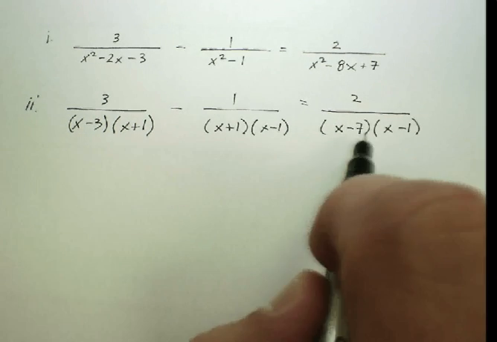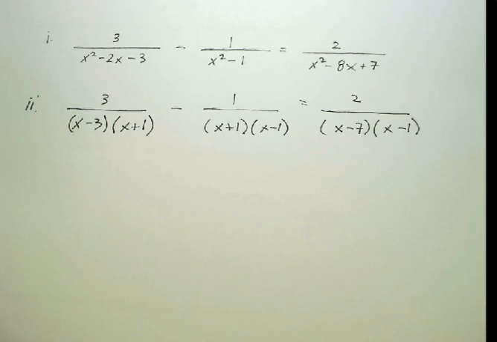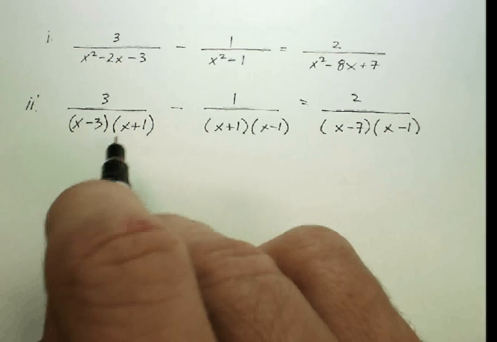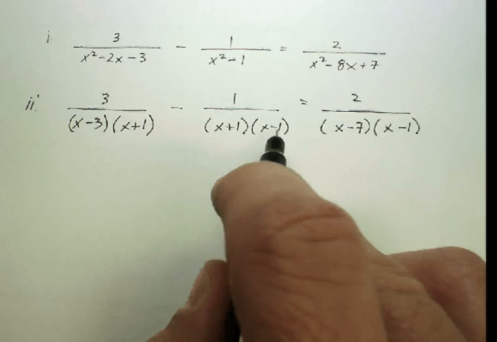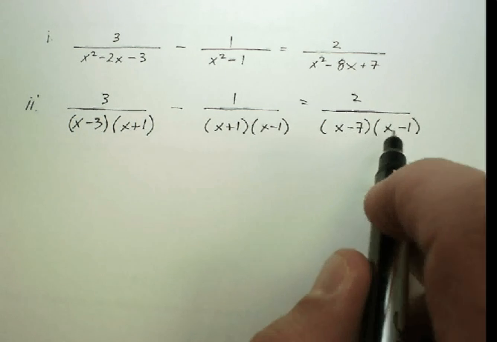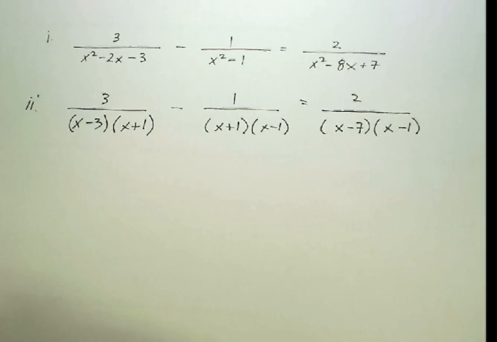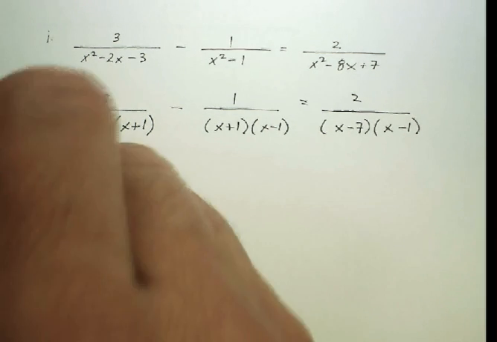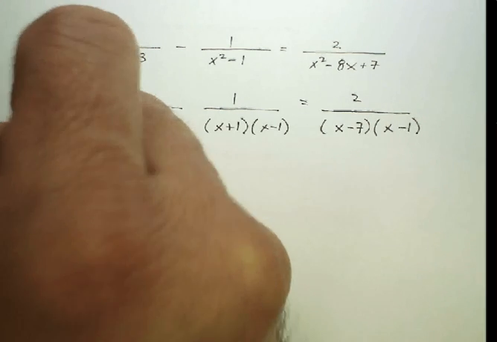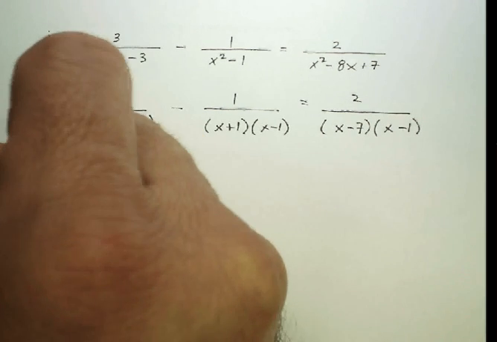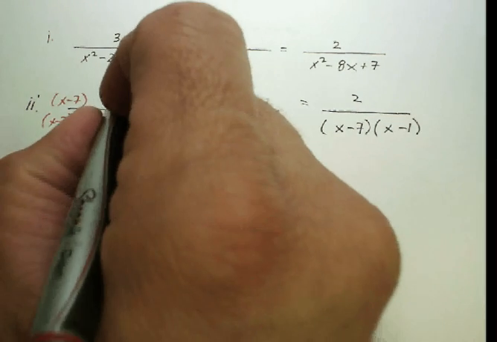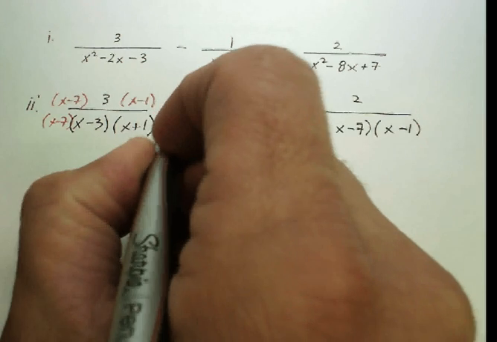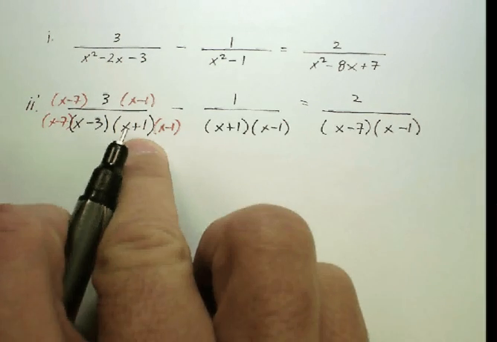Okay, now compare all three of these denominators. How can I make them the same? Well, notice that they all have, well, actually not quite. This one's got an x plus 1, x minus 3. This one has an x plus 1, x minus 1. And this one has an x minus 7 and an x minus 1. It looks like the common denominator is going to be, let me add these up, x minus 7, and what's missing over here, an x minus 1. That looks like the common denominator.